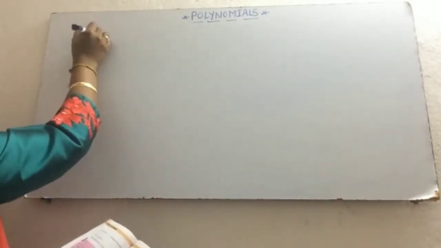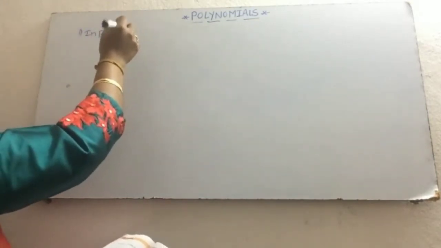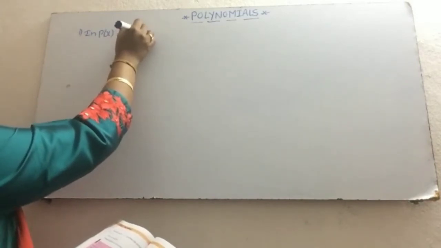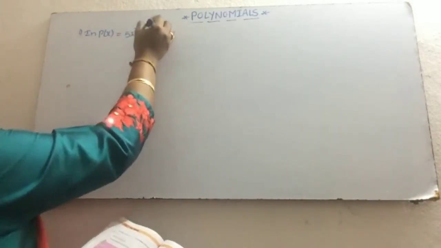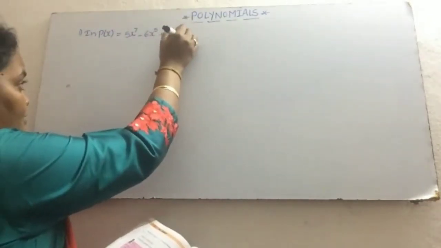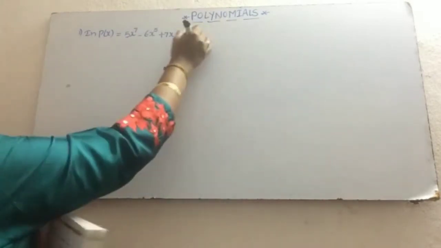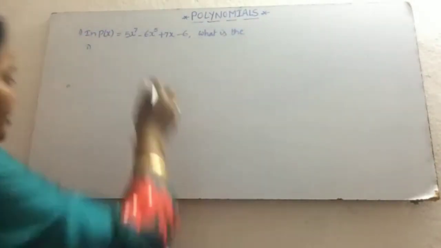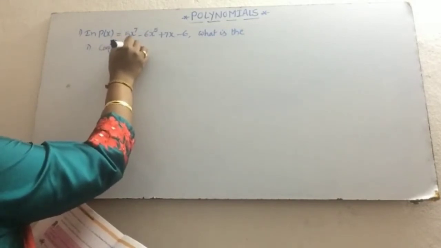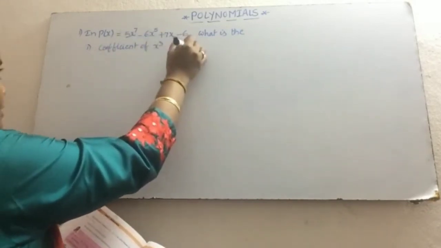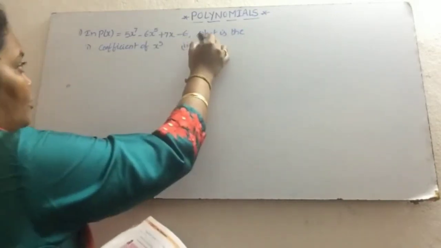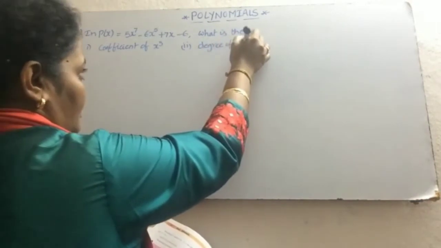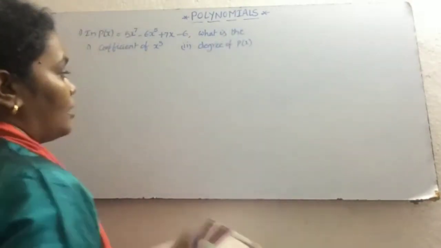Now we will do some problems of these polynomials. First one, p of x equal to 5x power 7 minus 6x power 5 plus 7x minus 6. What is the first one, coefficient of x power 5, and second one, degree of p of x, and third one, constant term.